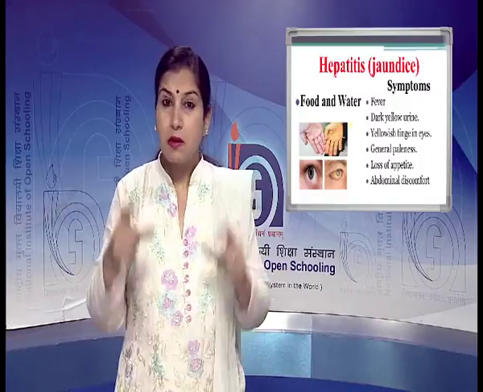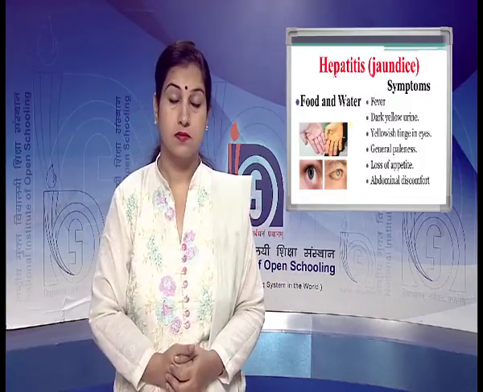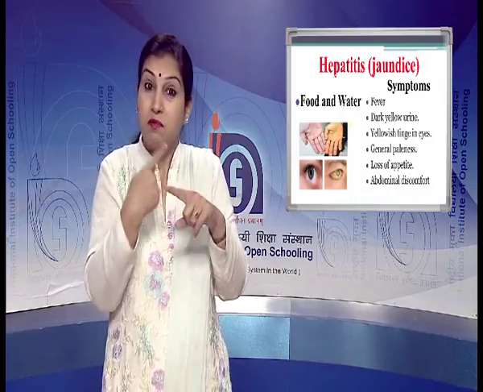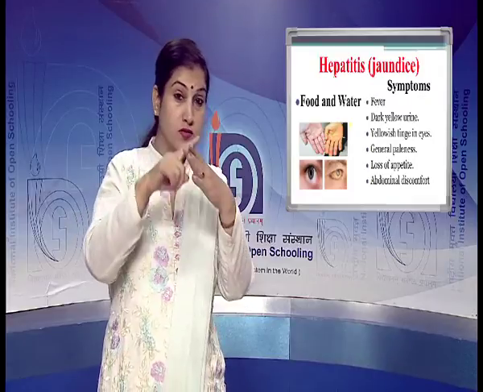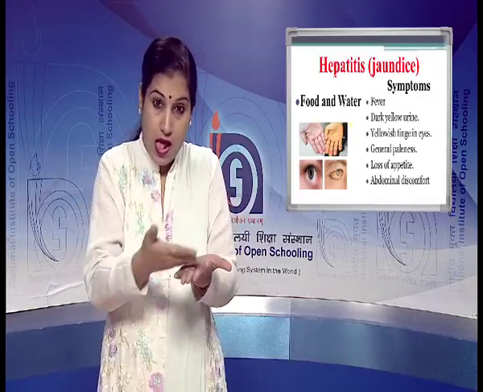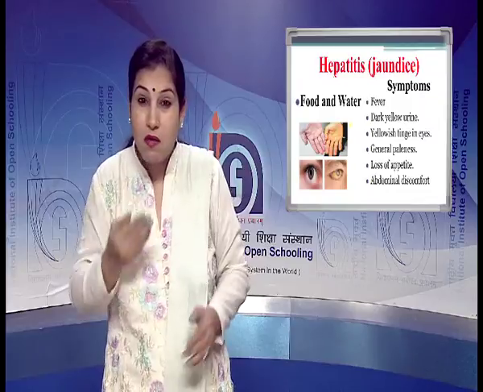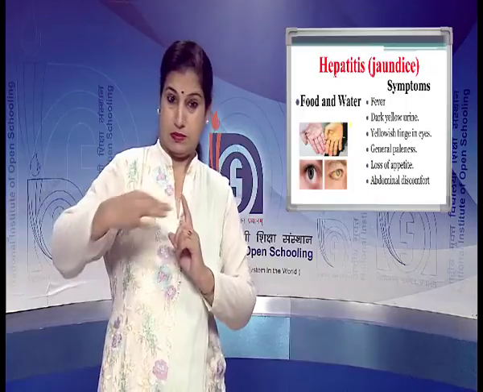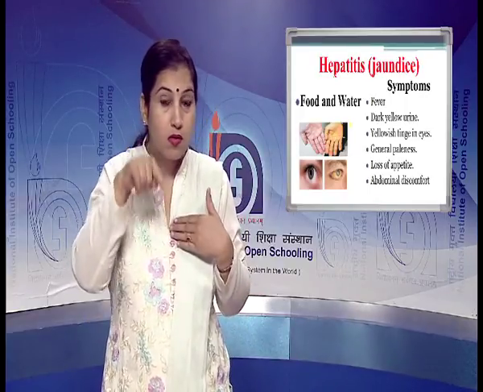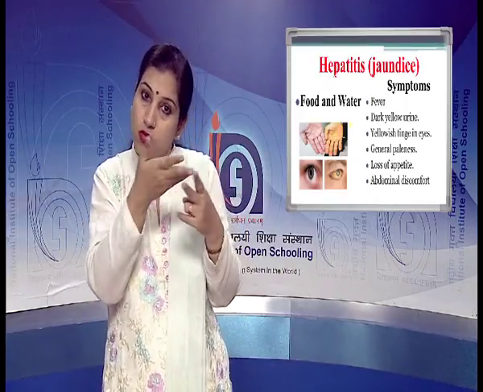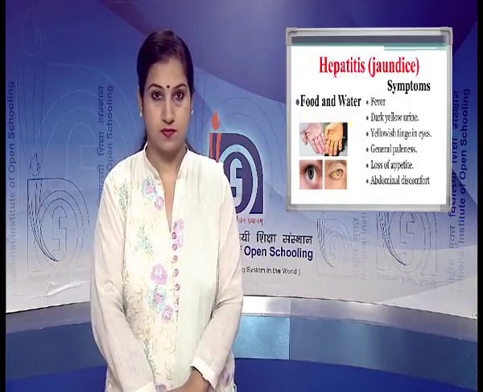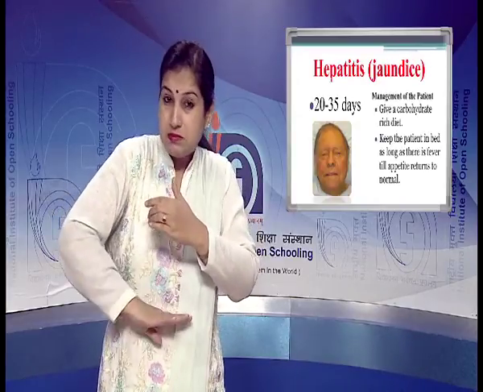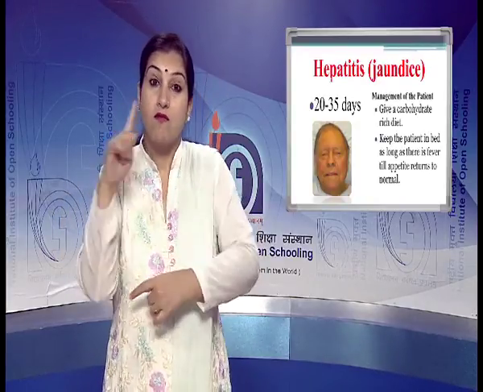You can see in the picture, the color of our body, hand and eye is pinkish and white, but a jaundice patient's eyes and hand and body color is more on the yellowish side. The mode of spread for this jaundice is food and water. The incubation period for the jaundice is 20 to 35 days.